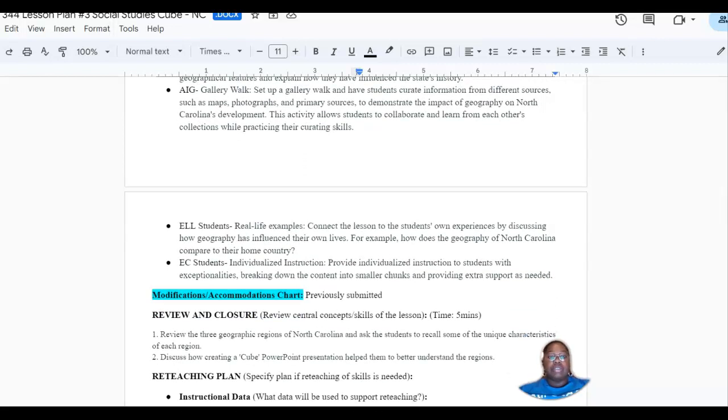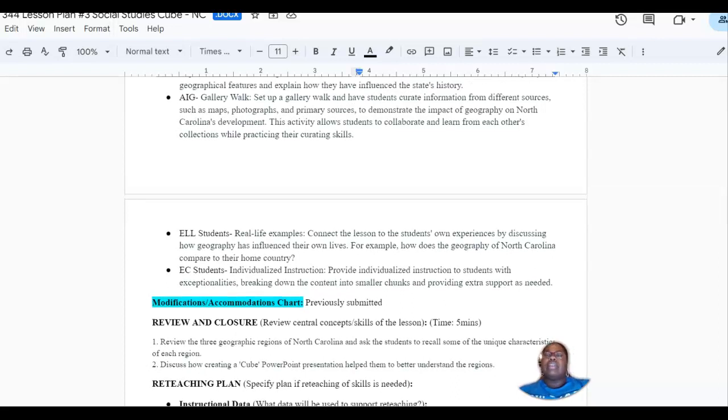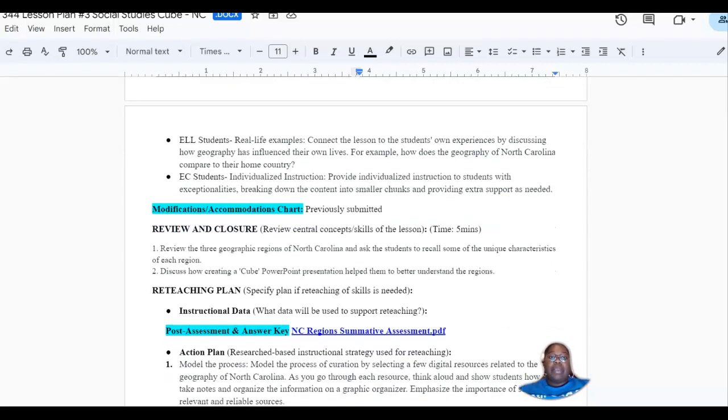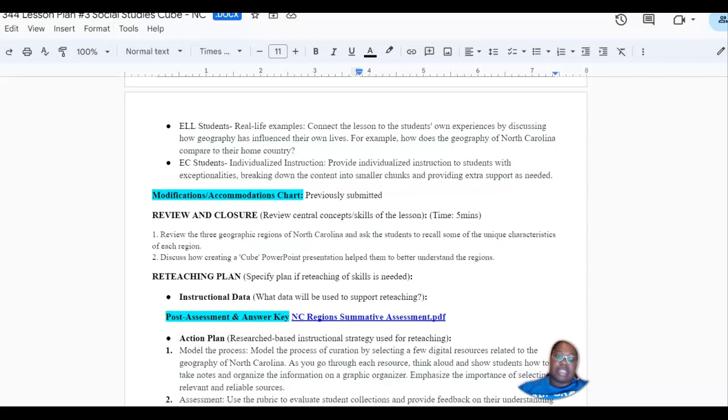The English language learner students, I'm just going to use real life situations to help them to connect. And that way they can share their own experience by discussing how geography has influenced their own lives. So for one, we know they have moved from place to place, so they can talk about that. Then we have the EC students who would get individualized instruction. So I'm just going to pull them to break down the information into smaller pieces to be sure that they understand. Some of their work has to be on a lower level just so they understand what is being taught.